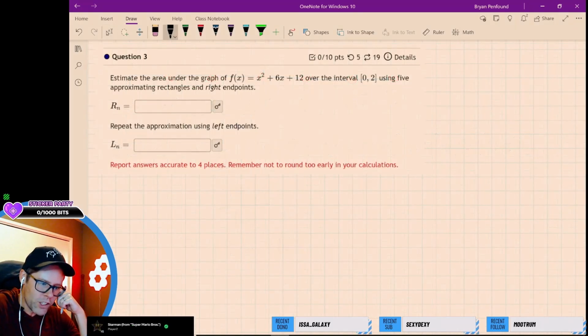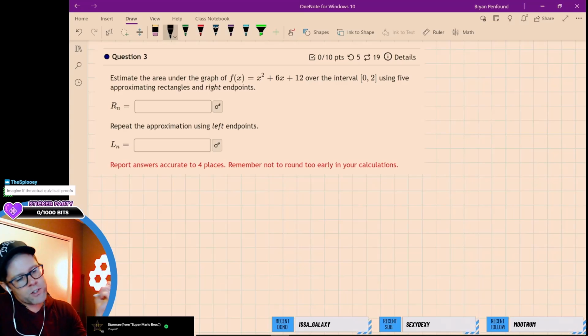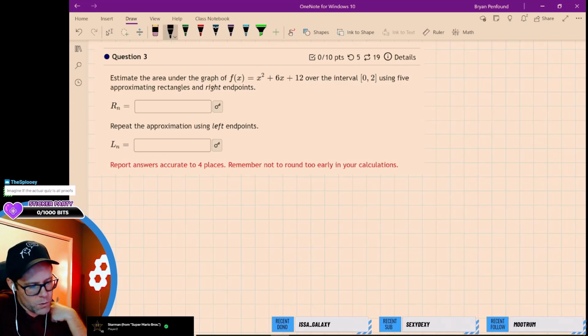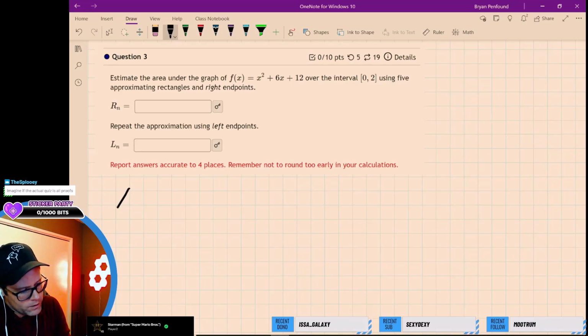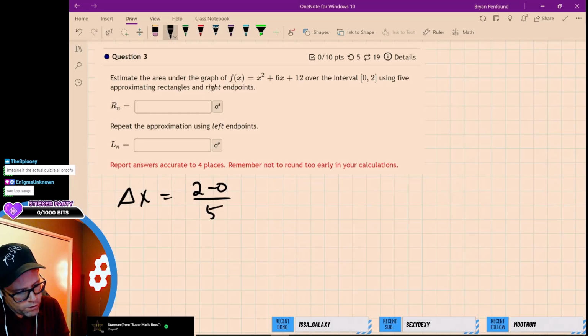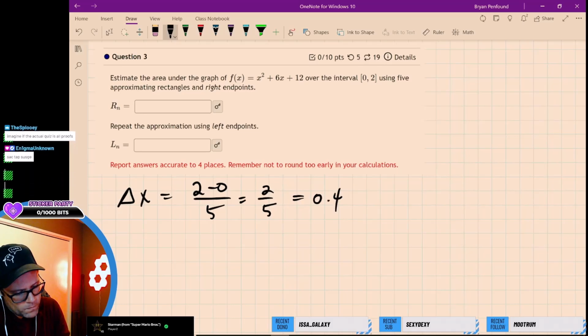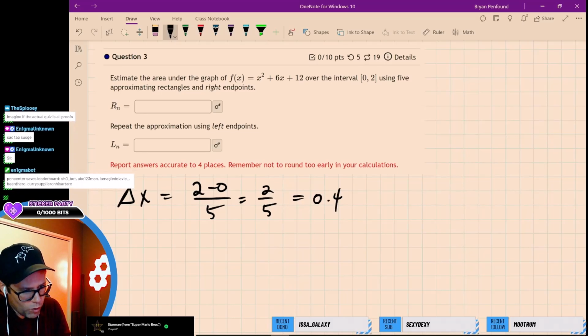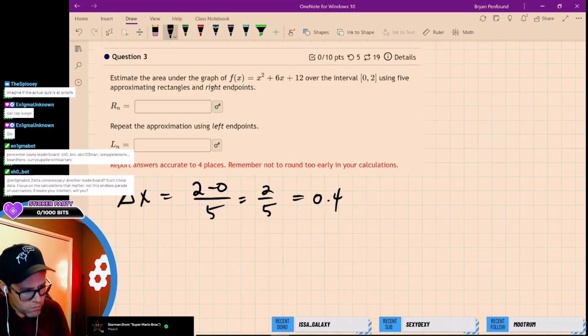All right, we got a function over the interval 0 to 2 using 5 approximating rectangles. Why can't we just do like 2 approximating rectangles? Why has it always got to be like 5? So our delta x is going to be 2 take 0 over 5, which is 2/5, which is annoying because that's like 0.4. 2/5, 0.4. That should get me 5 rectangles.